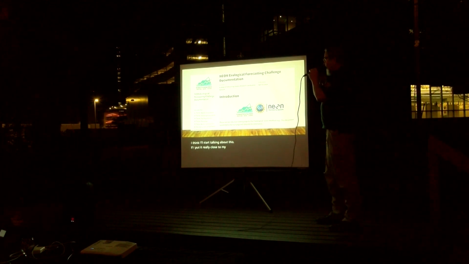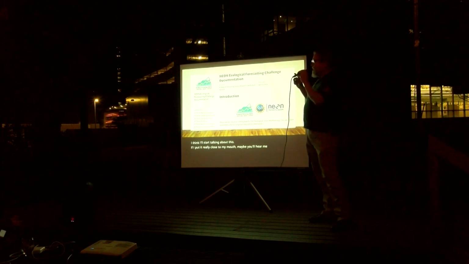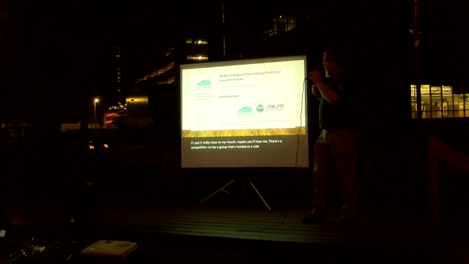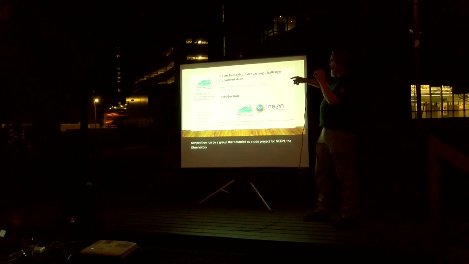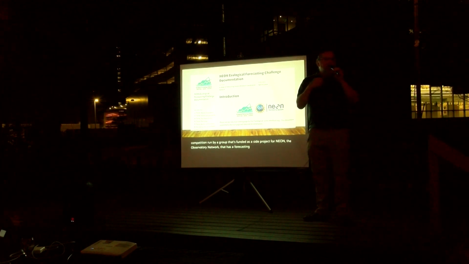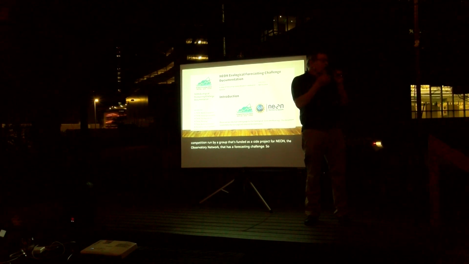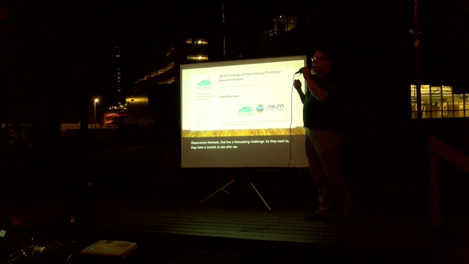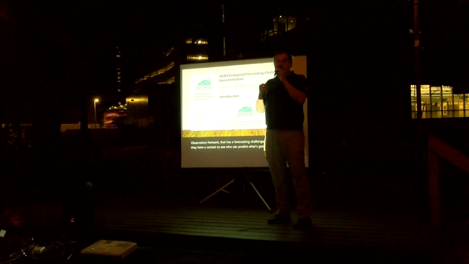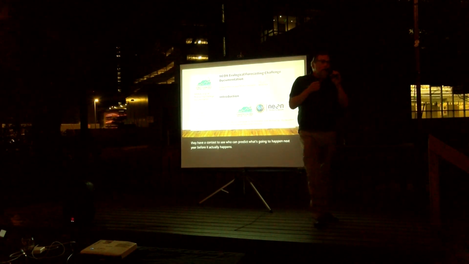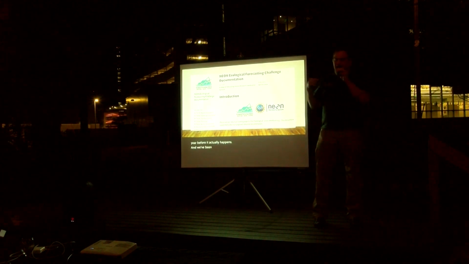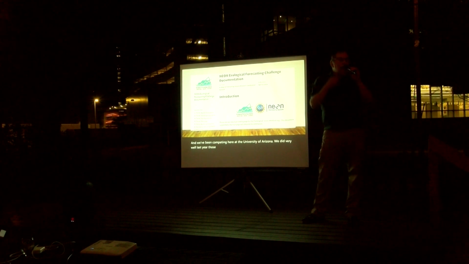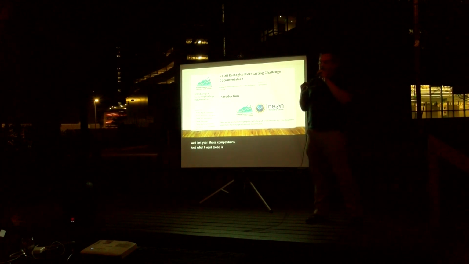Maybe you'll hear me. There's a competition run by a group that's funded as a side project for NEON, the observatory network, that has a forecasting challenge. They have a contest to see who can predict what's going to happen next year before it actually happens. And we've been competing here at the University of Arizona. We did very well last year in those competitions. And what I want to do is cheat, of course.